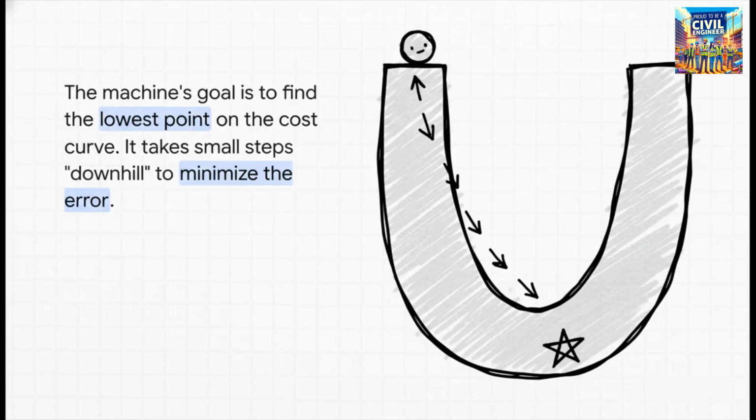This graph shows it perfectly. Imagine every possible guess creates this giant curve. Being way up high means your guess is terrible. The cost is high. The goal is to get to the very bottom of that valley, where the error is the lowest. So the machine takes a small step in whatever direction is downhill. It's always trying to find the bottom, the point of lowest error. This whole process is called gradient descent.